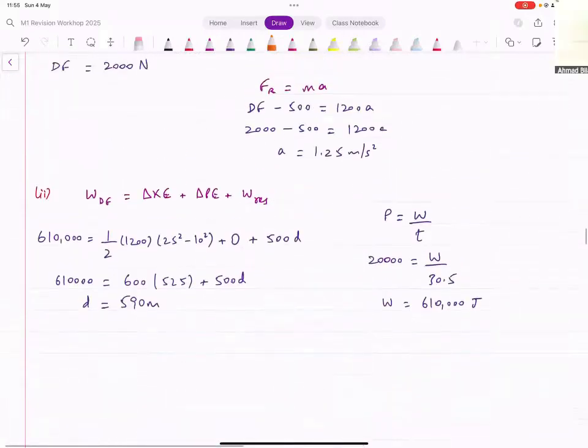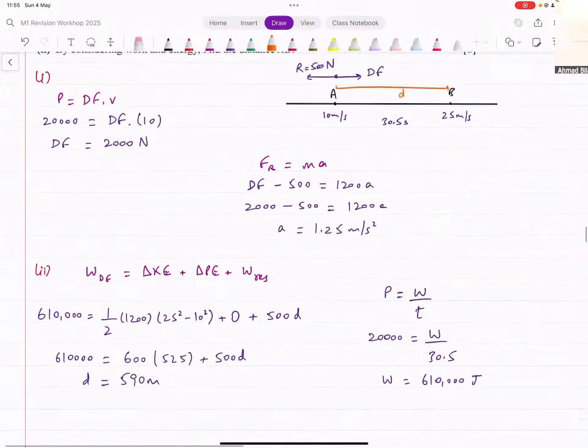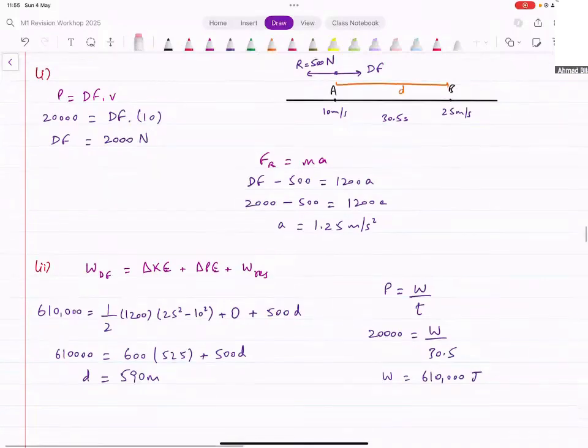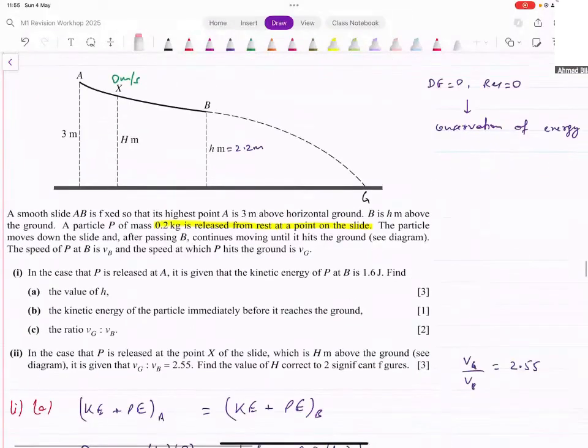Yes, that's also fine. Work done. But how do you find work done here? Because work done against resistance is also unknown. So you can't find the work done by the driving force unless you've got this value here as well. It'll be in terms of D. So then you'll have to make that equation in terms of D and then input that there. That's possible. That will also work, but it might be slightly more lengthy. Yes, you can do that.